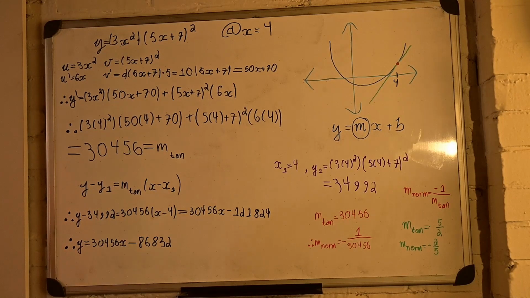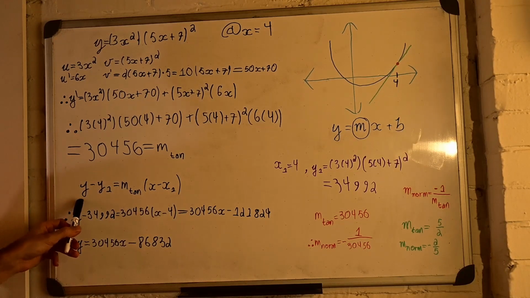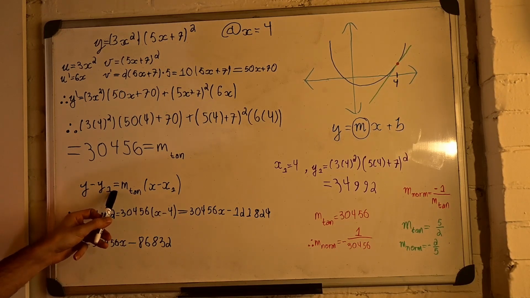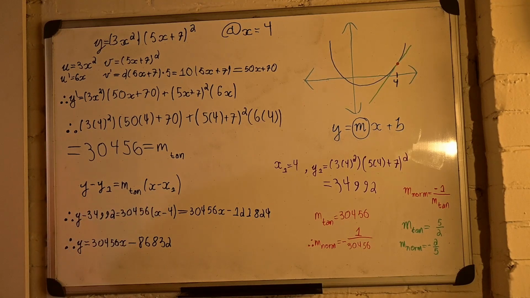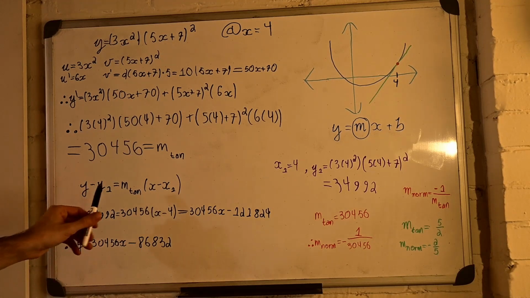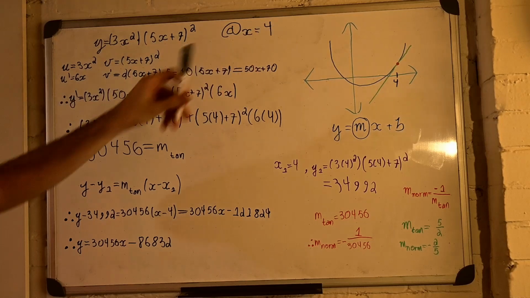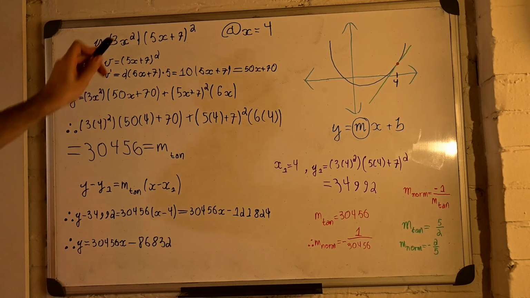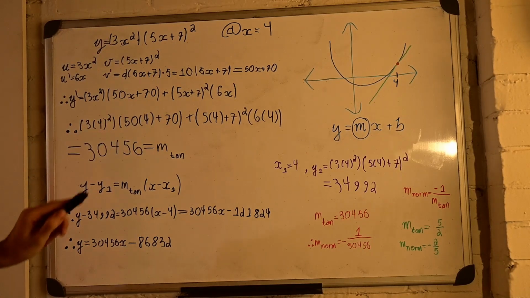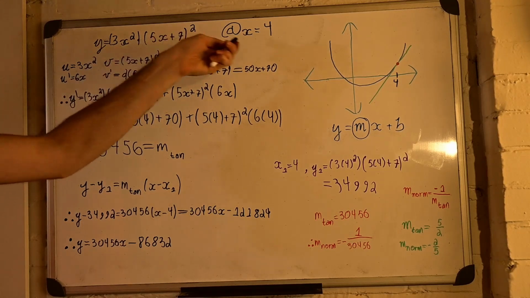So to do that, we're going to use a very simple little equation right here. The equation is this: y minus y1 is equal to m times x minus x1. So x1 is just the x value that we're given, right? Specifically, x1 is the x value of the original function at which we're finding the tangent line. So in this case, we're finding the tangent line when x is equal to 4.